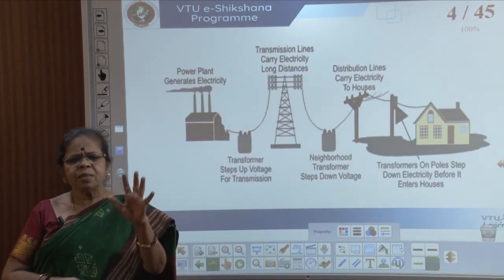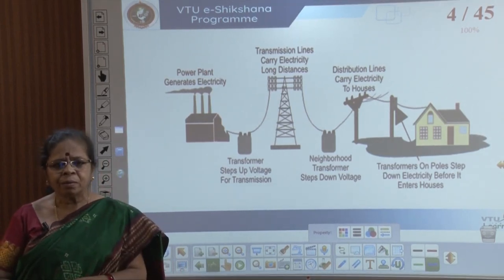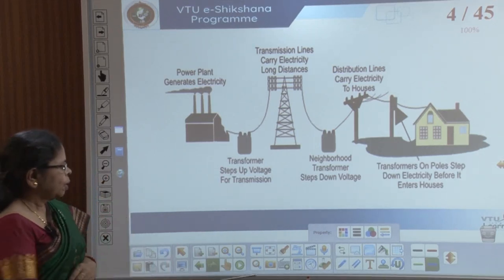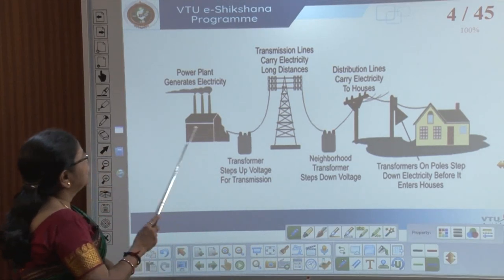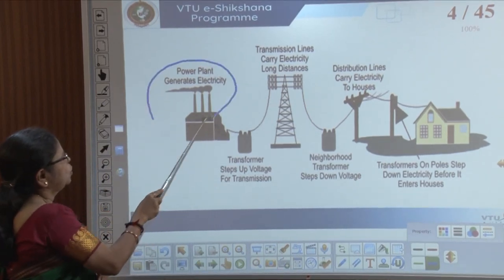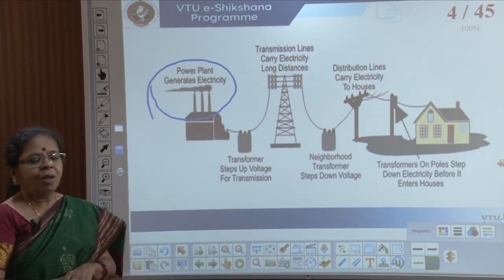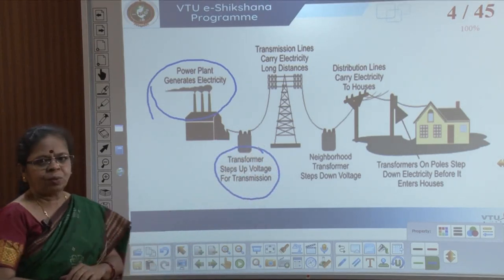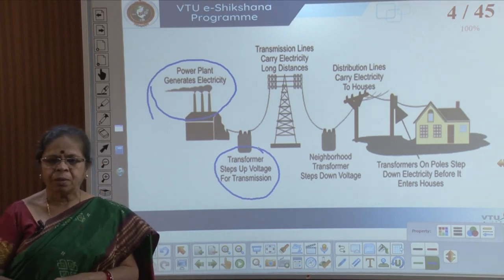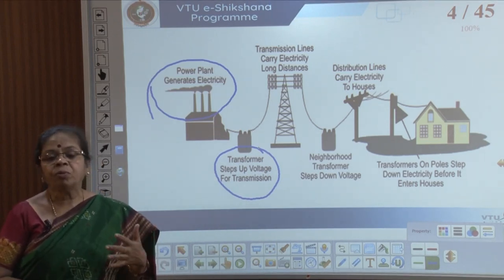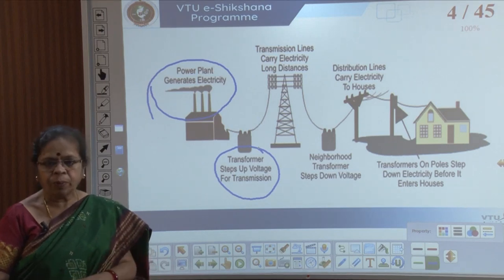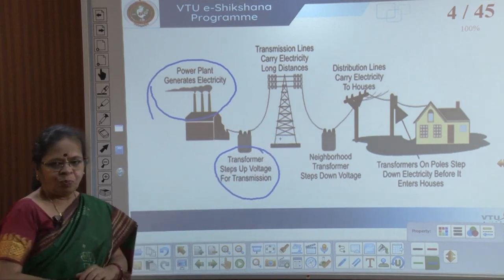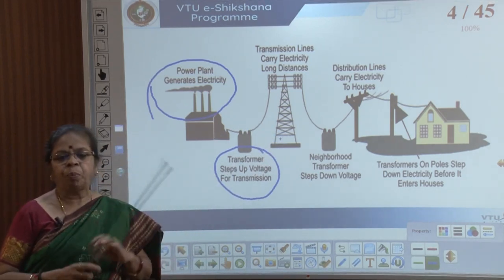Now you can just see, this is again a very simplified picturization of the entire system. So I have the power plant generator, and then we have a step up transformer which will step up the voltage as per the transmission requirements. This voltage could be 220 kV, 400 kV, 735 kV, whatever is the required voltage. And then you have the towers. So they are the physical supporting structures.